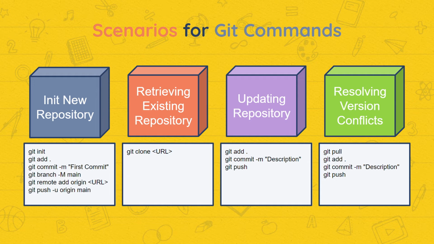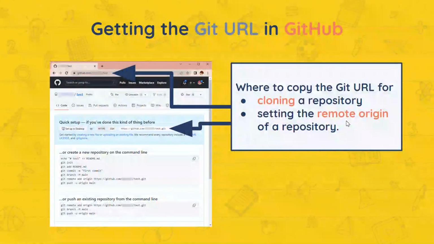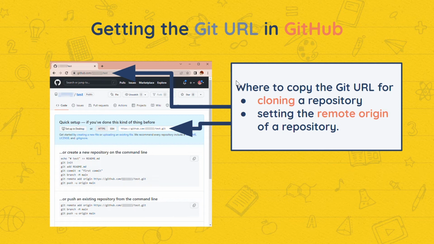So where to get the URL from GitHub? When you create a new repository, they will give you a URL like this, and you will see them in these two places. The reason why you want to copy it is mainly to clone a repository, or to set the remote origin for the first time, like this scenario.